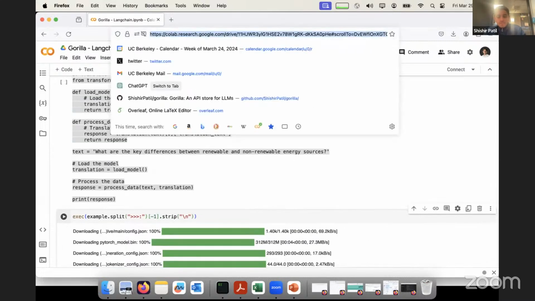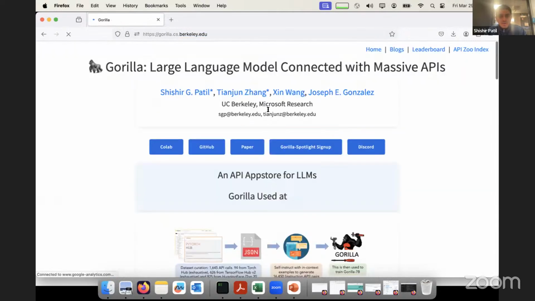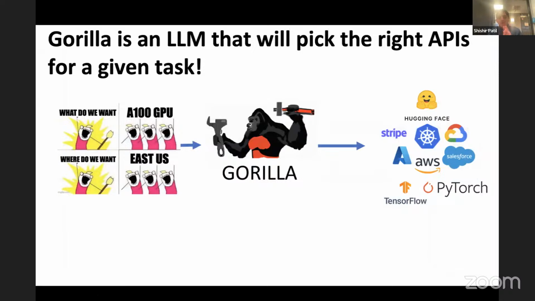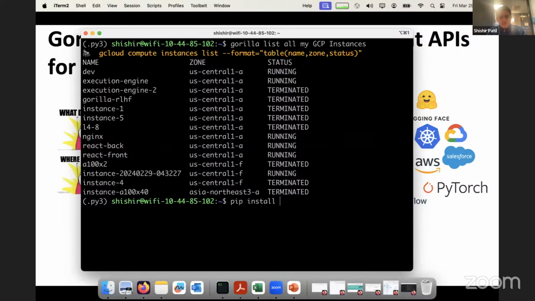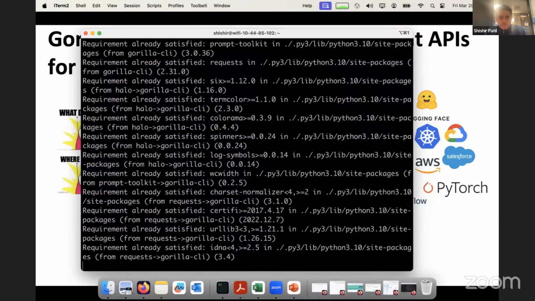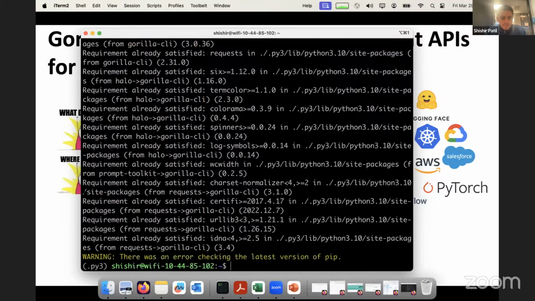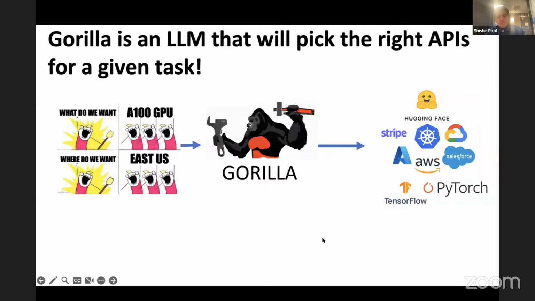By the way, all of these Colabs are available. If you go to gorilla.cs.berkeley.edu and click on Colab, you see different examples of notebooks that you can readily use. Anyway, coming back, hopefully I've convinced you that this is real. Even the CLI, you can install it with pip install gorilla-cli and start using it. So that's some of the tools that you can use readily.